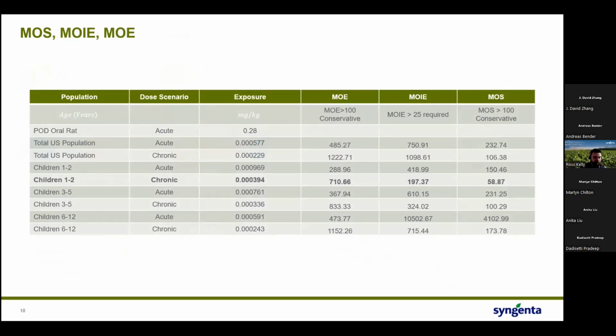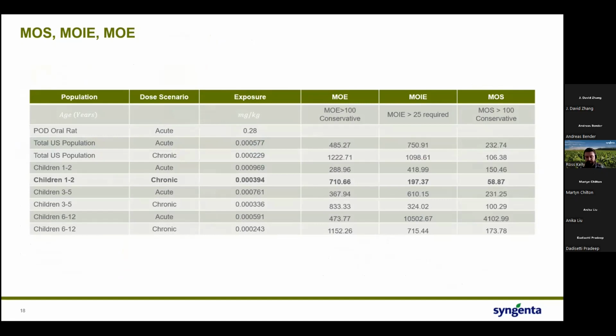So if we take, for example, the children population aged 1 to 2 for chronic, and we have a look at the thresholds, the margin of internal exposure far exceeds that 25 minimum threshold. However, the margin of safety, which is another metric, doesn't. So it implies that by understanding some of the underlying kinetics in the model, we can help give confidence to different kinetic safety metrics.